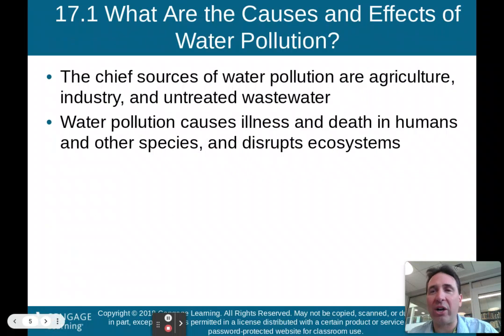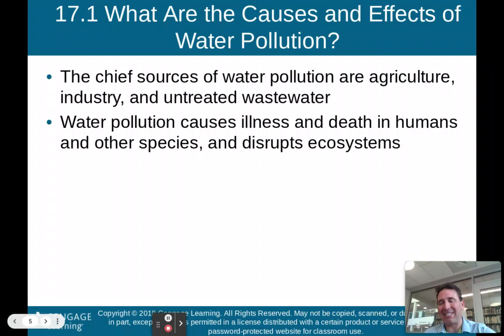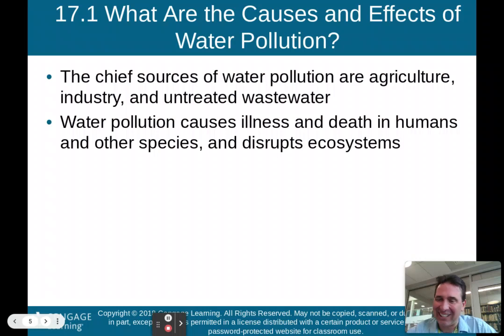So what are the causes and effects of water pollution? The chief sources of water pollution are agriculture, industry, and untreated wastewater. And what we mean by untreated wastewater is basically wastewater coming from sewage plants, where basically our feces and our urine and things like that end up in these wastewater plants.